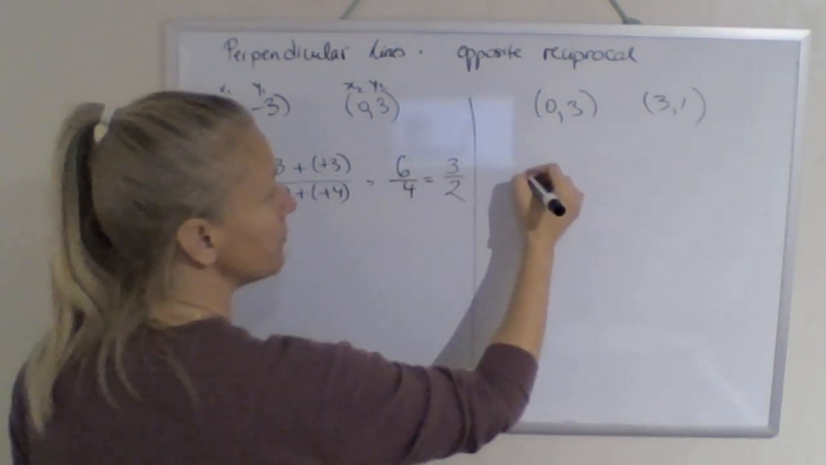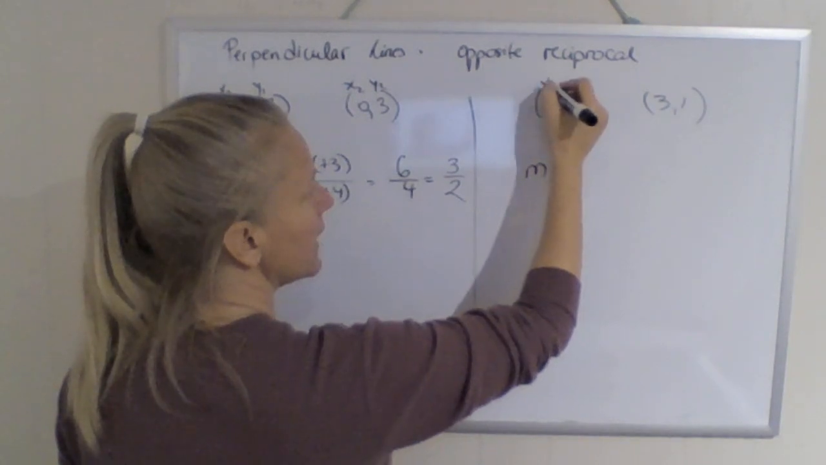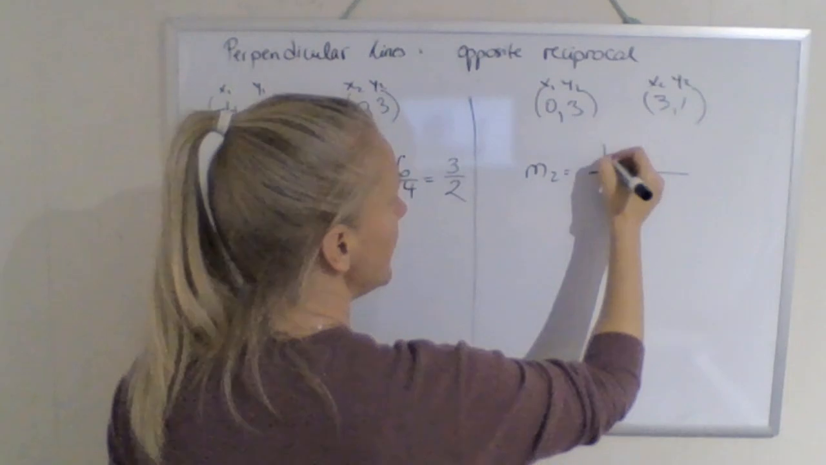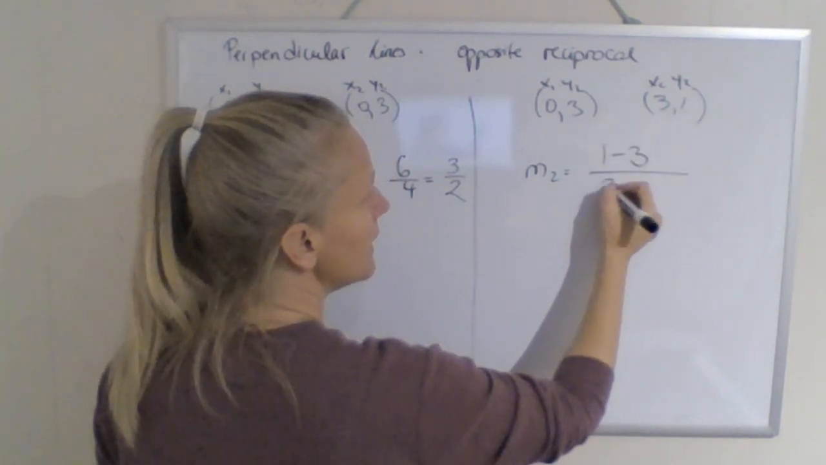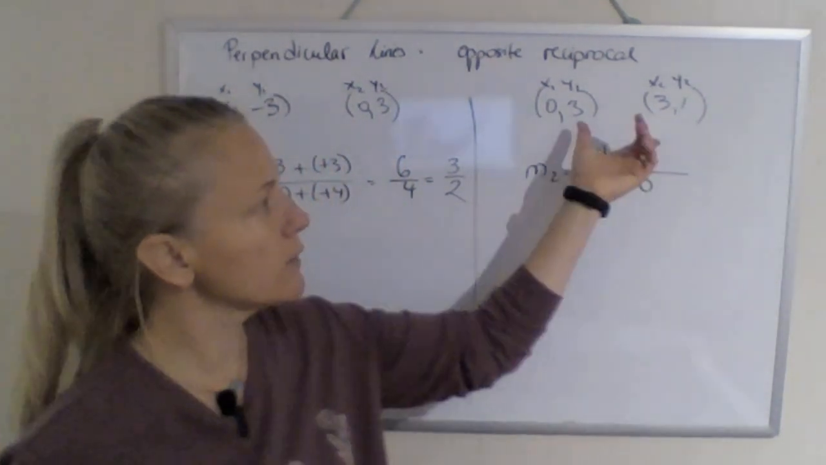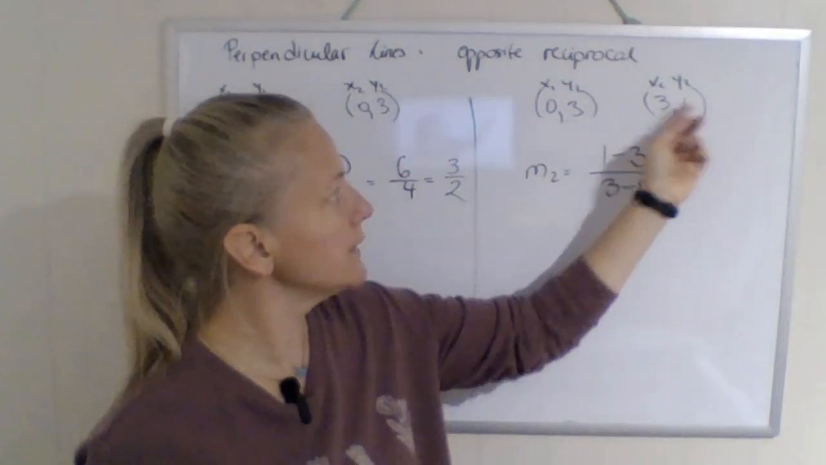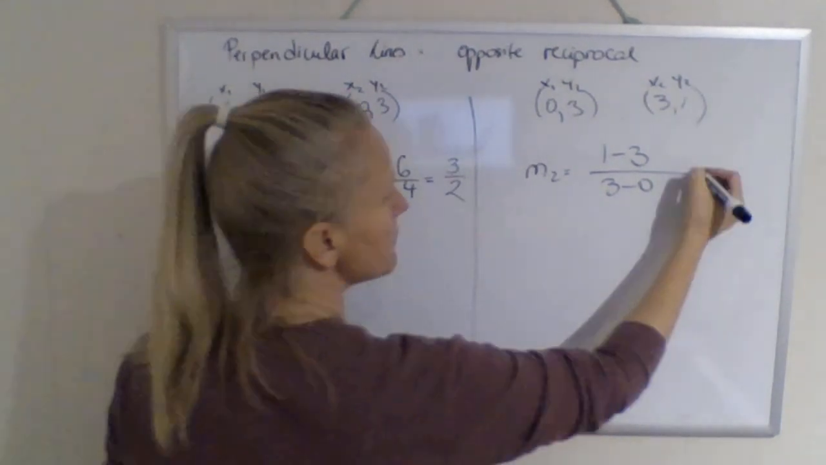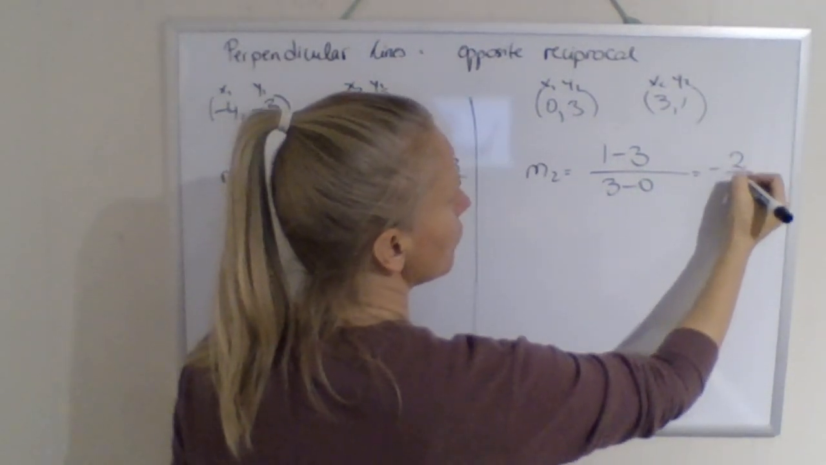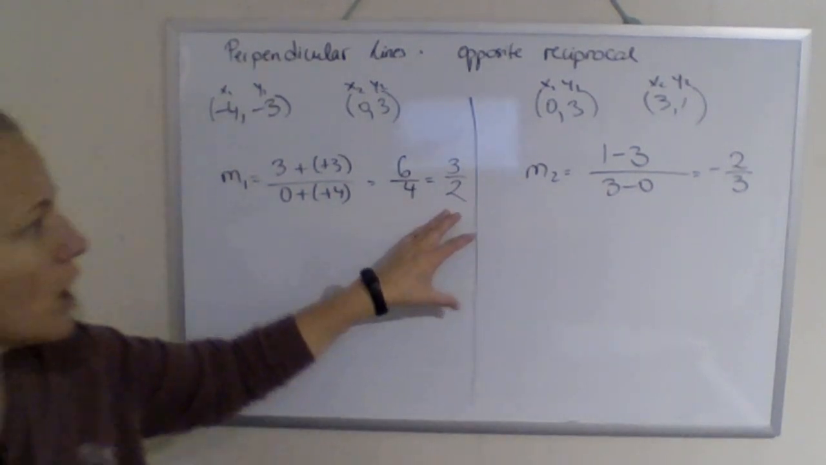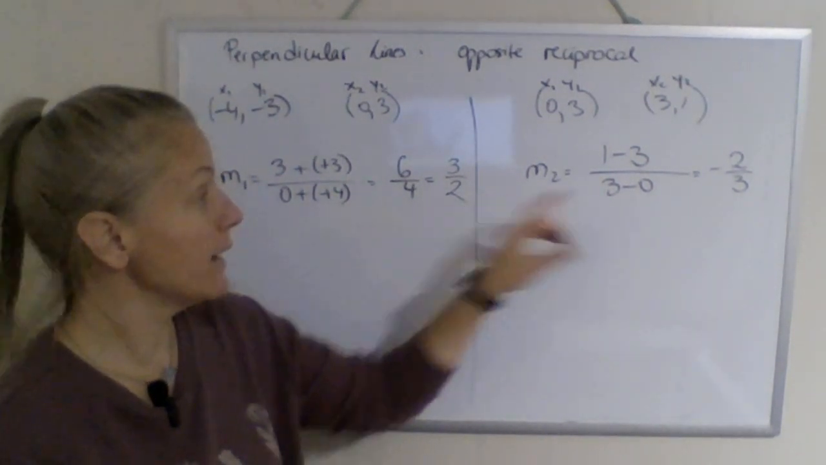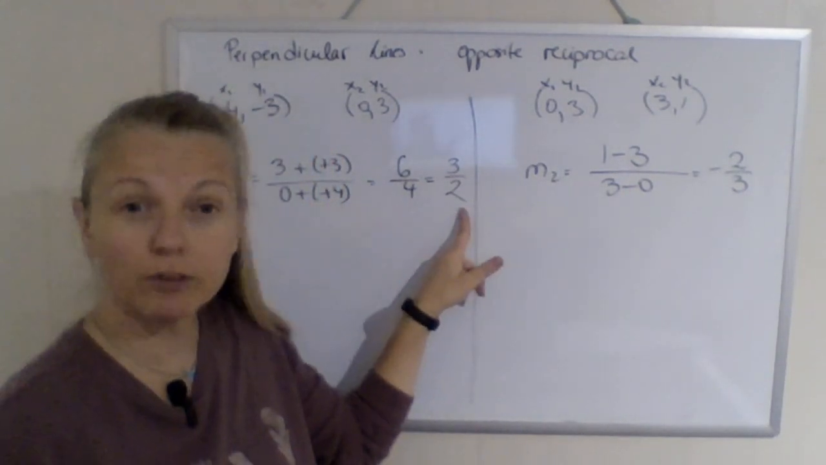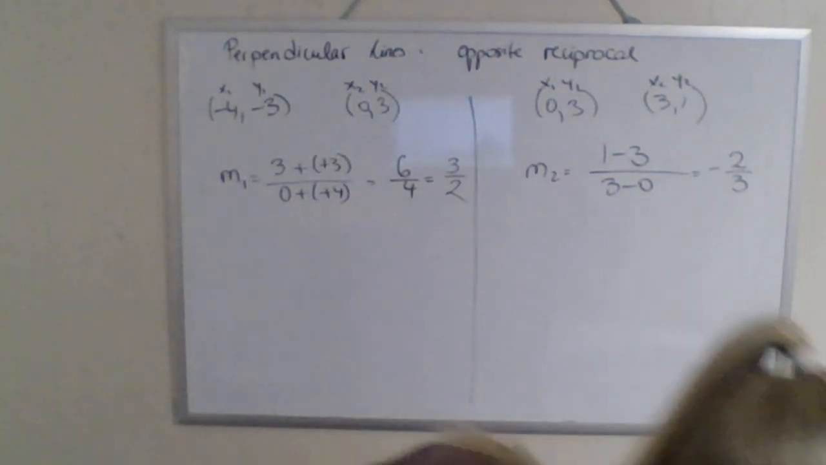Let's find this one. My second slope, again, x1, y1, x2, y2. 1 minus 3, 3 minus 0. See, as soon as you get them written down like this and you go y2 minus y1, x2 minus x1, it comes easier. This becomes negative 2 over 3. Let's look at the two numbers. Are they opposite, reciprocal? One is positive, one is negative, one is negative 2 over 3, one is positive 3 over 2. Yes, the two lines are perpendicular.